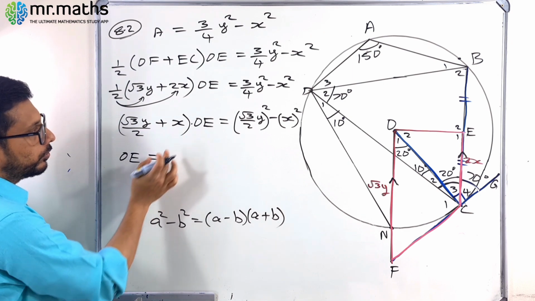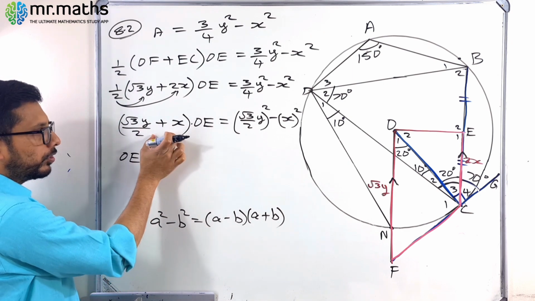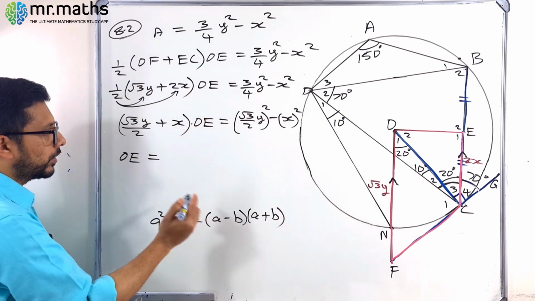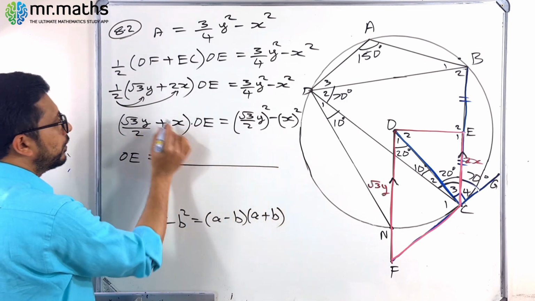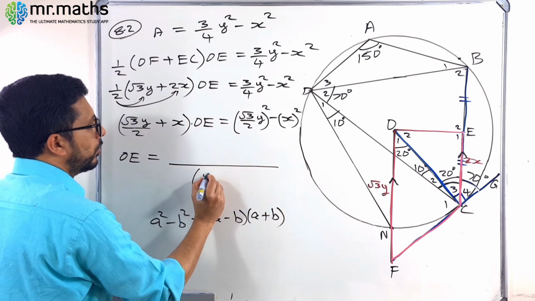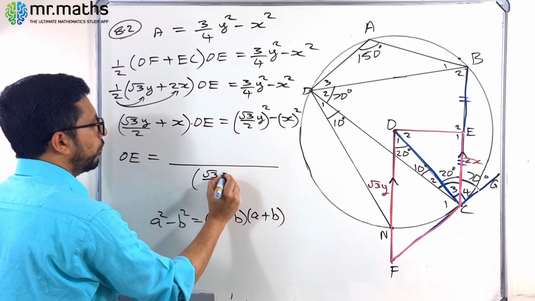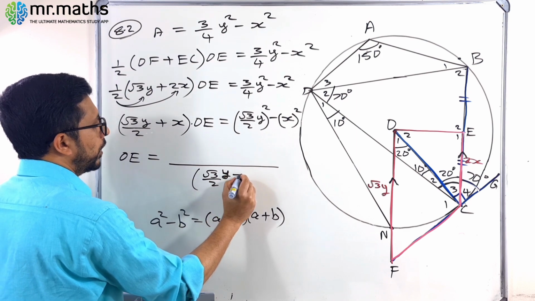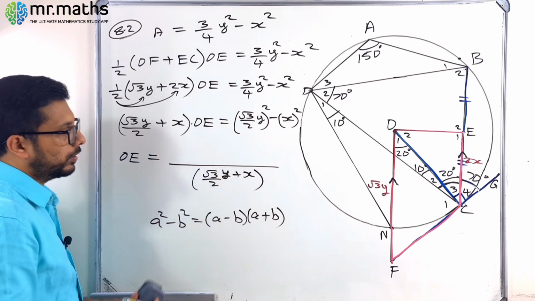Therefore, OE is equal to, here it is multiplication. So if I want to take this one to the other side, it is division. That means divided by this whole thing, that is root 3 by 2 y plus x. Okay, this is y. Yeah?